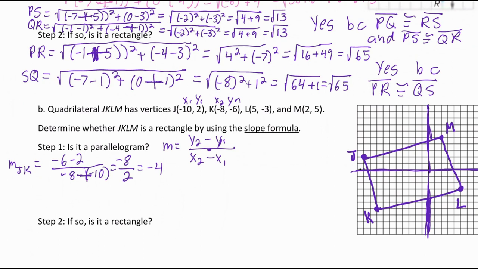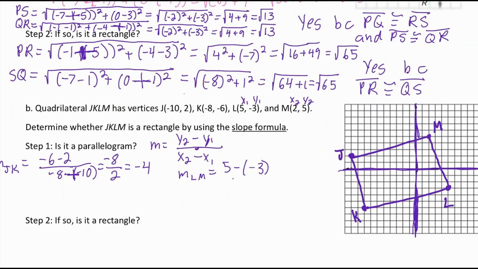And I want to compare that to what other slope? LM. So I'll call this X1, Y1 and this X2, Y2. So I'm going to do 5 minus negative 3 over 2 minus 5. So what am I going to get? Negative 3. Is that negative 4? No. So is this a parallelogram? No.